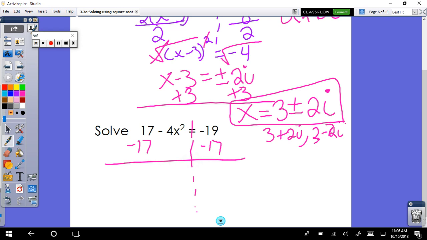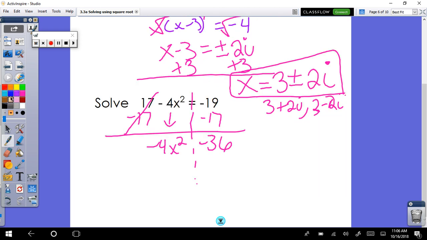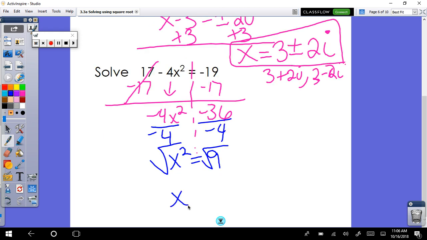Because 17 minus 17 is 0, then the negative 4x squared comes down. Negative 19 minus negative 17 will be negative 36. They're both negative, so I can add them. Divide by negative 4 on both sides. We get x squared equals 9. Square root both sides. x will equal positive or negative 3. It's a positive 9, so our answer is a real number 3.